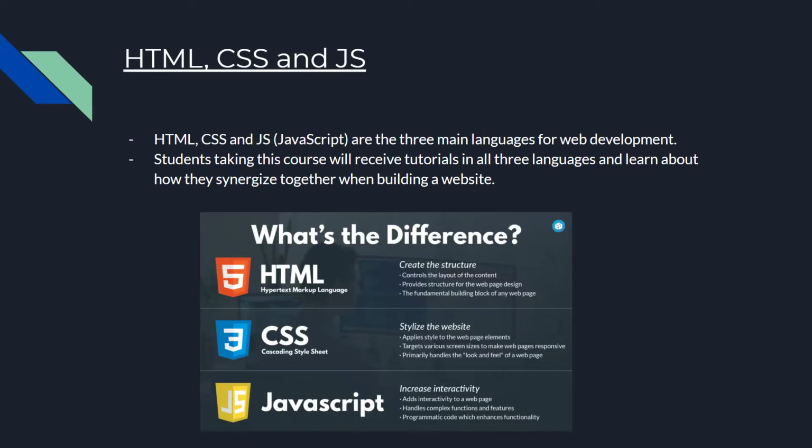Now, let's take a look at what the difference is between HTML, CSS, and JavaScript. HTML, CSS, and JavaScript are the three main languages for web development. Students taking this course will receive tutorials in all three languages and learn about how they synergize together when building a website. So, what's the difference between them?